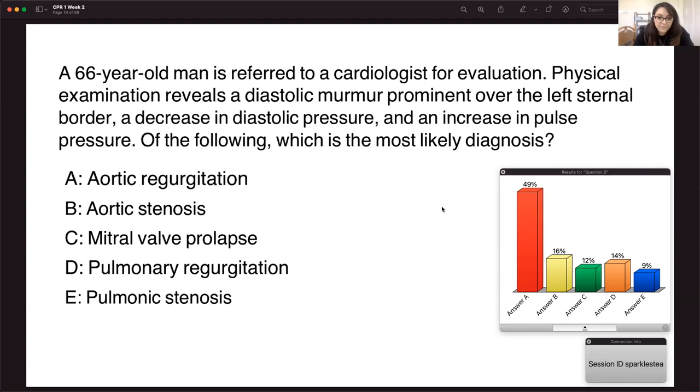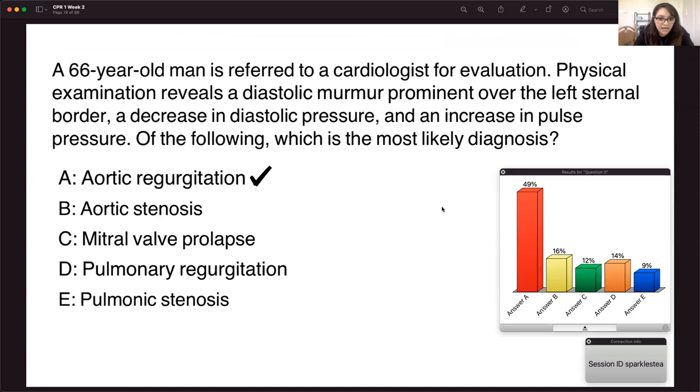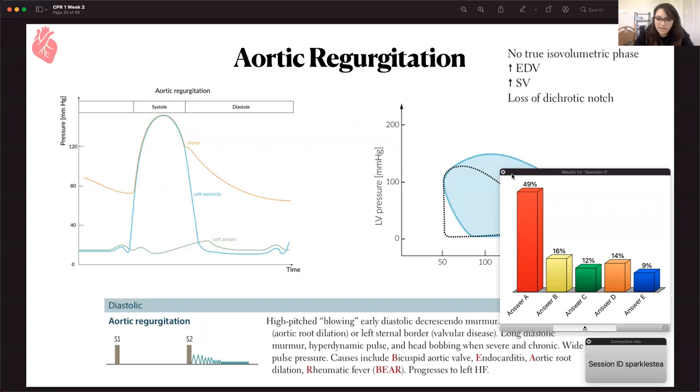So a majority of you are saying A, and that is the correct answer. This is very buzzwordy. You will have to recognize aortic regurgitation, stenosis, mitral prolapse, and all that in different ways, but a lot of it is going to be buzzwordy. If I know I'm going to hear a diastolic murmur over the left sternal border, that tells me I'm talking about aortic regurgitation, and the next slide should show why that is.